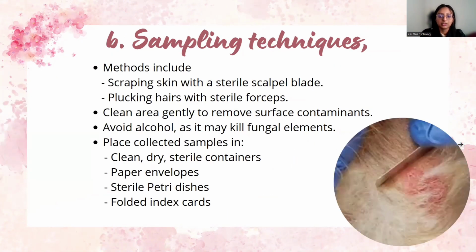The two main methods used for sampling are scraping the skin with a sterile scalpel blade or plucking hair with sterile forceps. Before collecting samples, the area should be gently cleaned to remove surface debris, but alcohol should be avoided because this might kill the fungal elements. Collected material should be placed in sterile, dry containers such as petri dishes, paper envelopes, or folded index cards to prevent contamination and preserve the viability of the fungal sample.